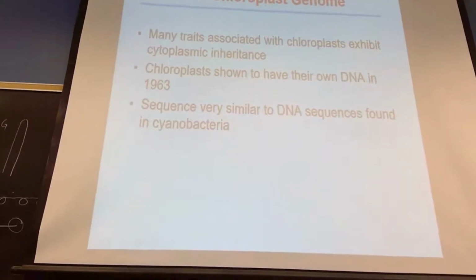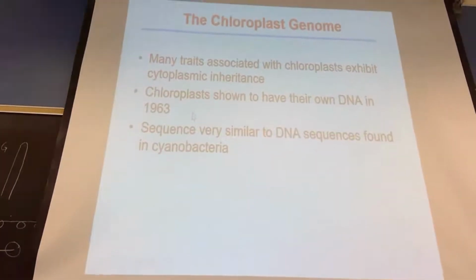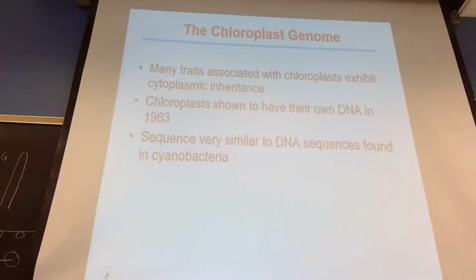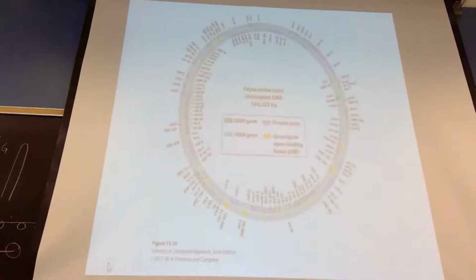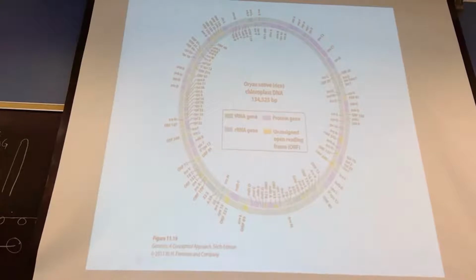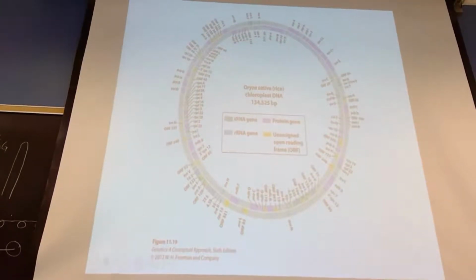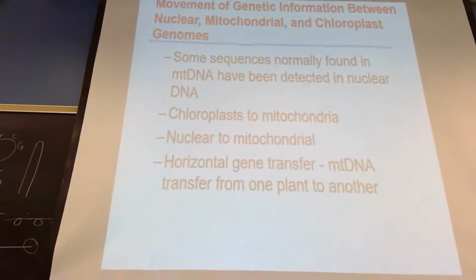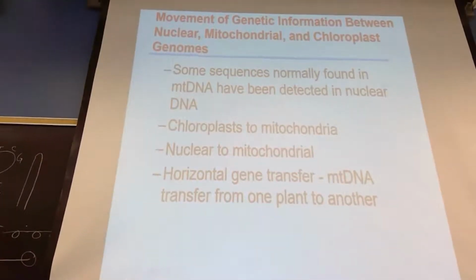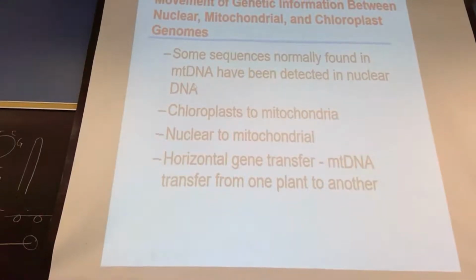Chloroplast genome: many traits are associated with chloroplast, and that is the cytoplasmic inheritance. It is more or less similar to mitochondrial DNA, but they have different kinds of genes. This is from the rice plant. This is the chloroplast DNA, and we have sequenced all the genes here. And some sequences normally found in mtDNA are in the nuclear DNA too.